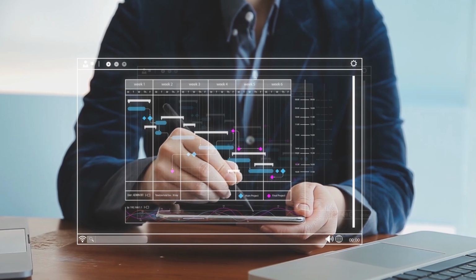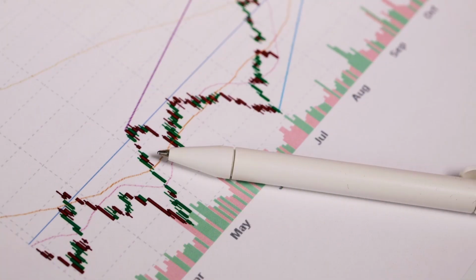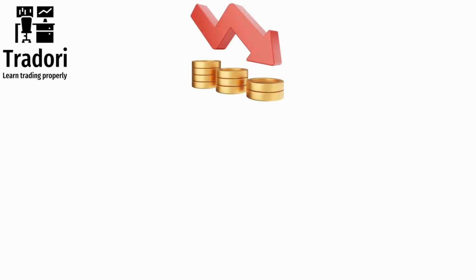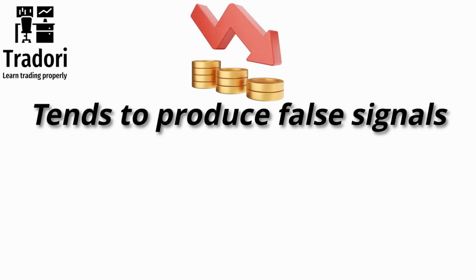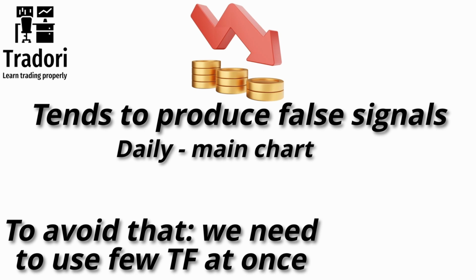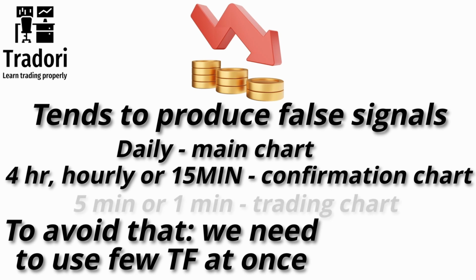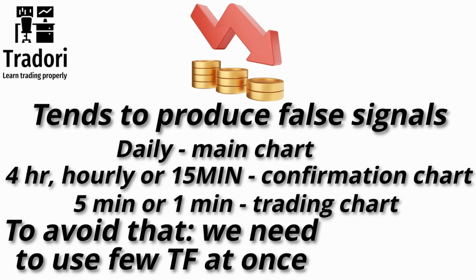Indicators can also be used to aid with trading strategy. If we are going to look for some candlestick patterns in a small time frame, there might be many negative trades, because smaller time frames tend to produce false signals. To avoid that, we need to use quite a few time frames at once, by choosing the daily chart as a main chart, 4 hours, hourly, or 15 minutes time frames as a confirmation chart, and 5 minutes or 1 minute time frame as a trading chart, in which you are going to search for an entry into the market.